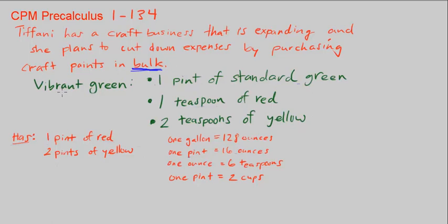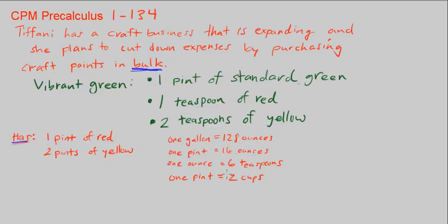She already has 1 pint of red and 2 pints of yellow paint, and she wishes to add the green paint, our standard green, to create the special mixture of vibrant green. How many gallons of the green paint will she need? Below is a list of equivalent measures. We're given 1 gallon is 128 ounces, 1 pint is 16 ounces, 1 ounce is 6 teaspoons, and 1 pint is 2 cups.